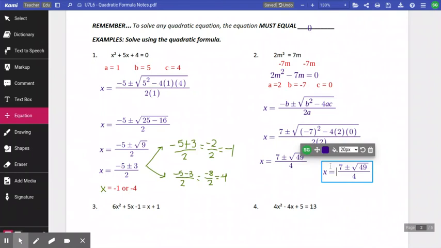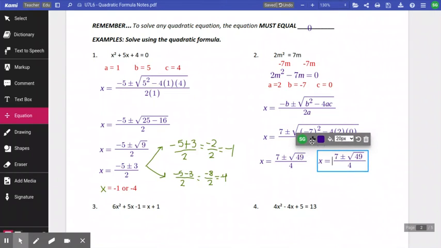Well, hopefully you were saying you want to square root 49. I've figured out what's inside the square root. All that's left is taking that square root. So I could say the square root of 49 is equal to 7. So we get x equals 7 plus or minus 7 all over 4. Go ahead at this point, pause the video, finish this up, and see what you get for what our variable equals.